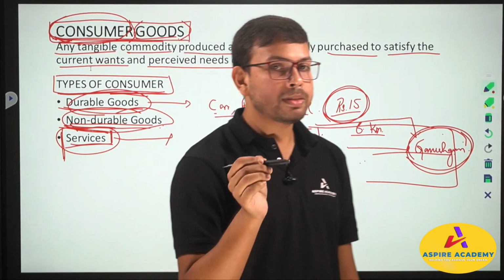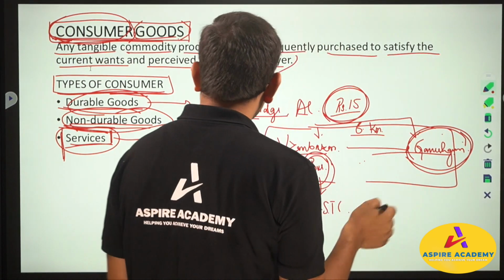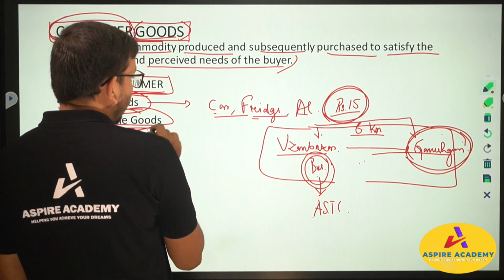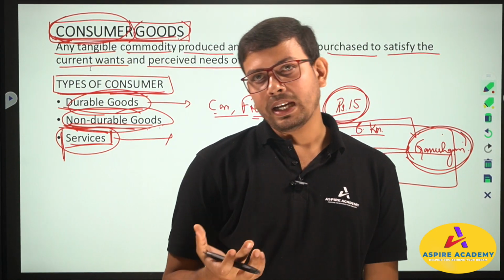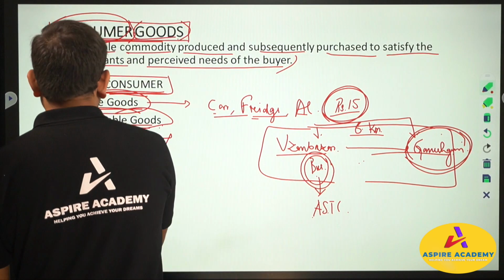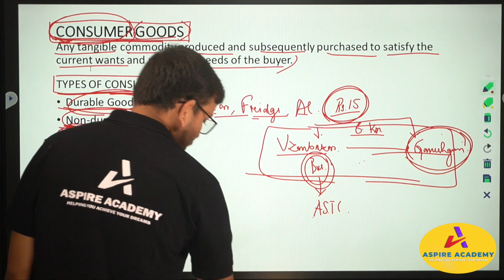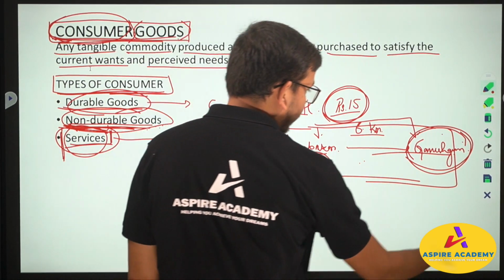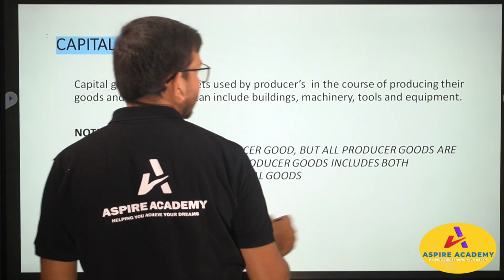What are the non-durable goods? Non-durable goods are the FMCG products, fast moving consumer goods. What are the examples? Let's say a packet of chips, a packet of spices, cold drink, ice cream. These are non-durable goods. And then the services. This is the best example. So I don't think that you have any doubt with regard to this. Let's move to the next type of good, that is capital good.